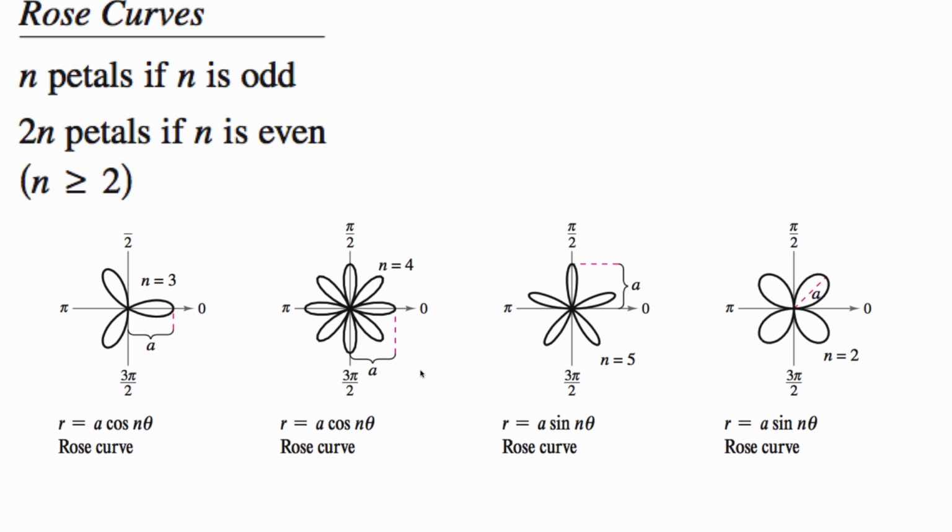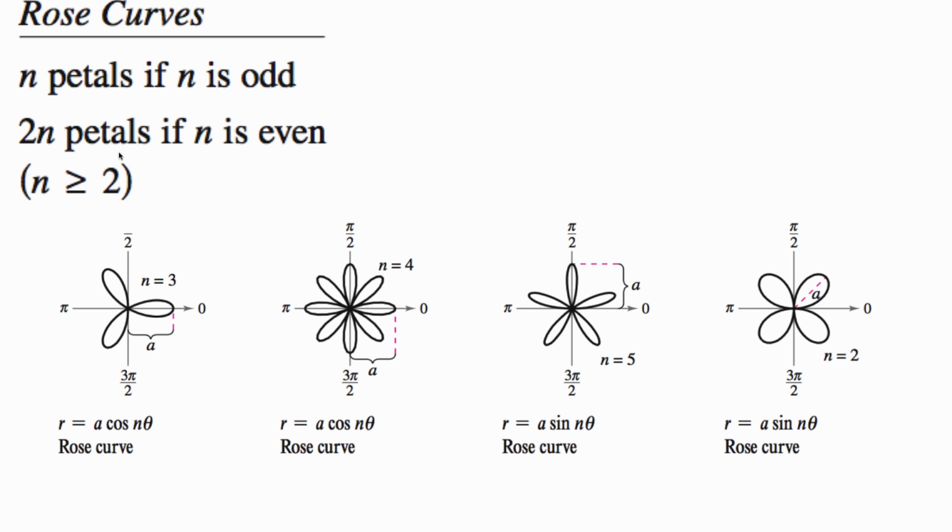Now rose curves, the AP test really likes these. You may need to be able to draw one of these. It is of the form r is a cosine n theta. All right, this is a rose curve. Or it may be of the form r is a sine n theta. Now it has n petals when n is odd. So here when n is 3, r is a cosine n theta gives you a 3-petaled rose. Where n is 5, I have a 5-petaled rose.